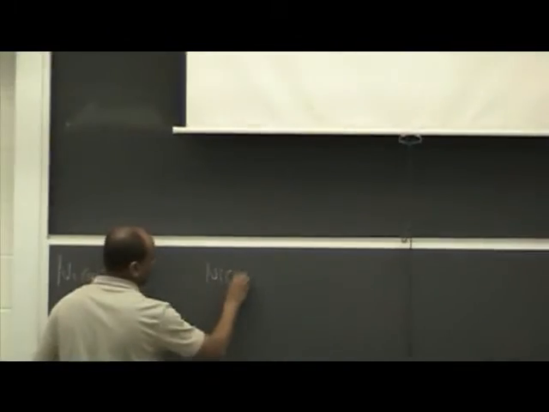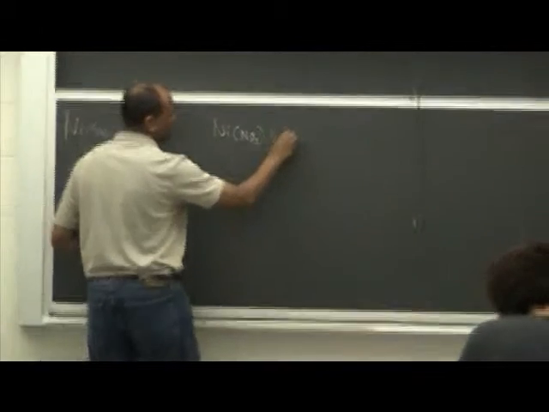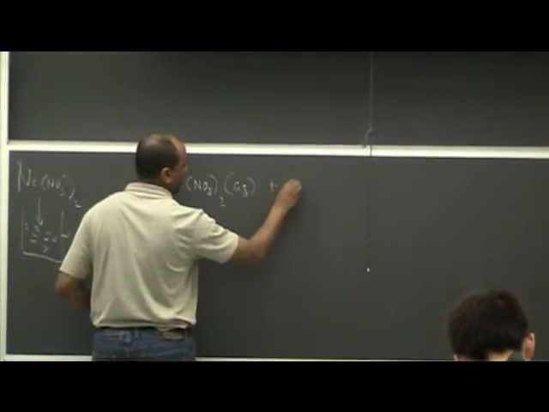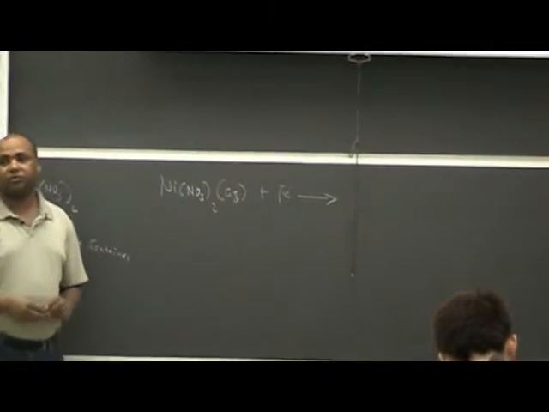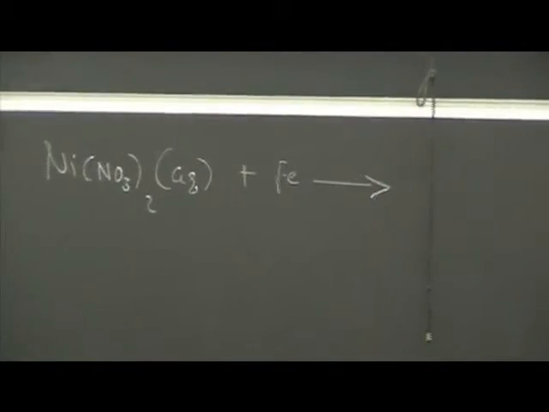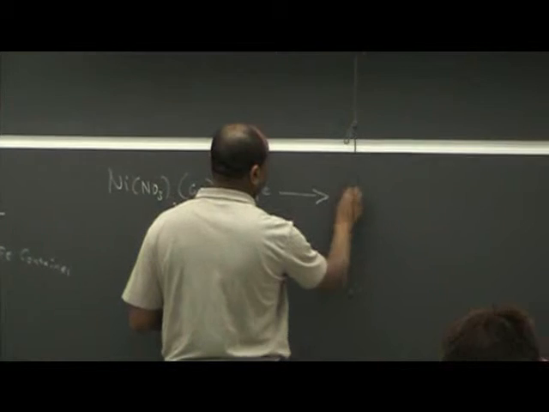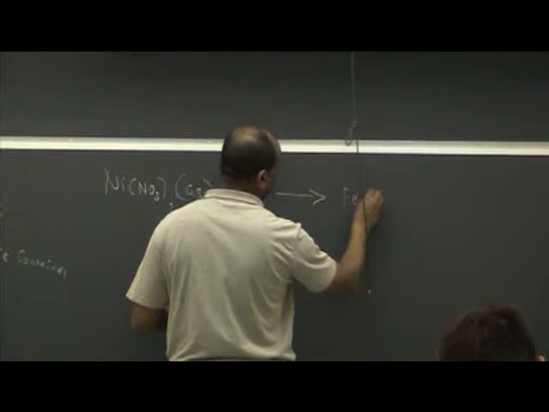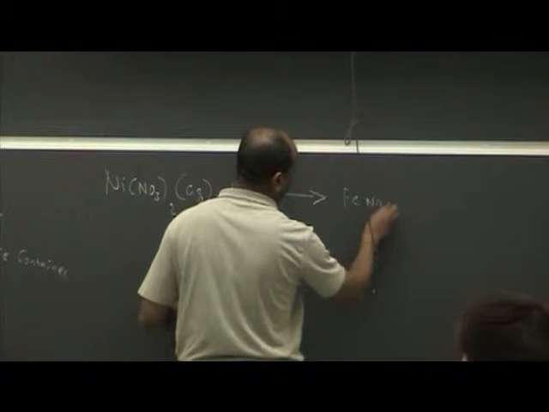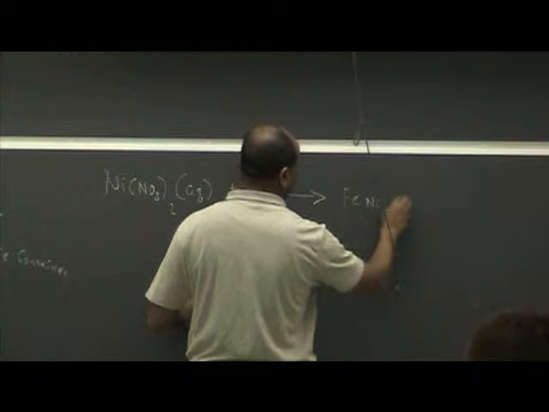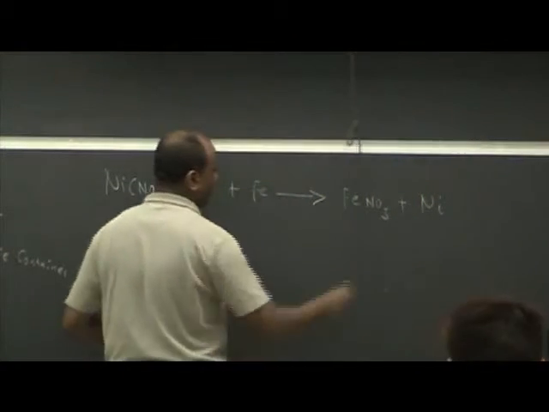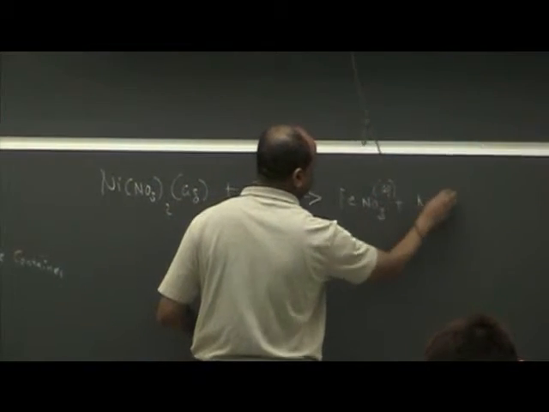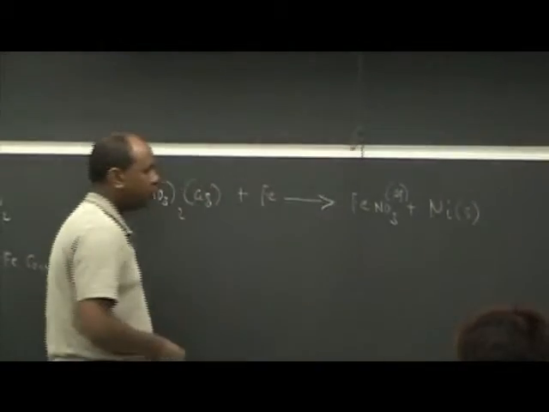Suppose you have nickel nitrate, of course, paired with iron. What is the product? Iron nitrate, FeNO3, right? Plus nickel. Okay, this is aqueous, and this is solid. How do we know what iron it is?